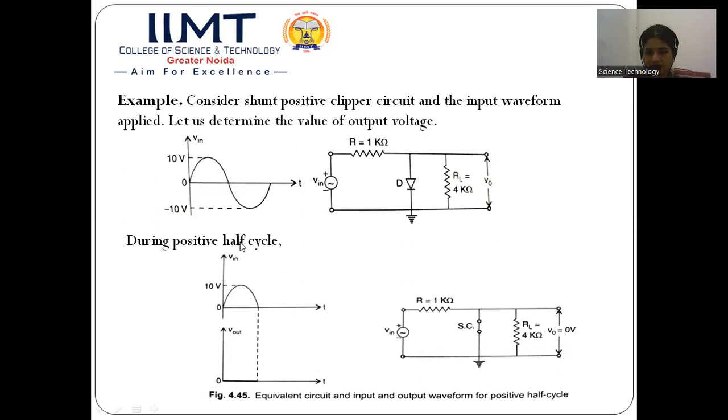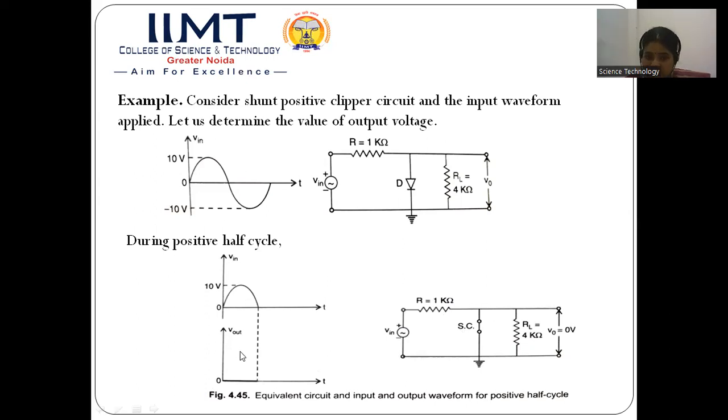During the positive half cycle, this will become positive and this negative. So the diode will be forward biased. Now if this diode is forward biased, it will act as a short circuit, as shown in this diagram, and the current will start to flow through it. When it is acting as a short circuit, there will be no voltage drop across the diode, and hence there will be no output voltage. So during the positive half cycle, we don't have any output voltage.